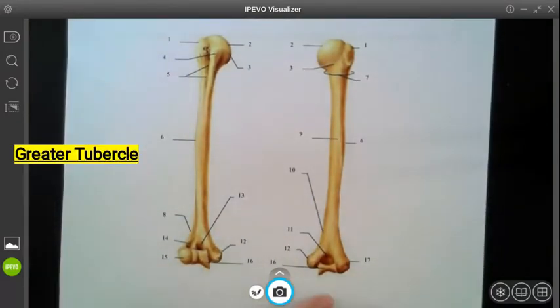Number one is pointing at the greater tubercle. Number two is actually pointing at the head of the humerus. Number three is the anatomical neck. That's not one that I want you to know, but I do want you to include it in your bone book. Number four is the lesser tubercle. So the two notches or little processes on the top of the humerus.